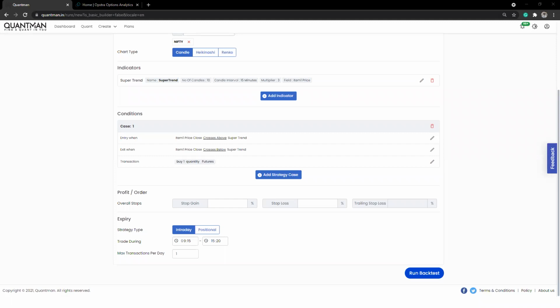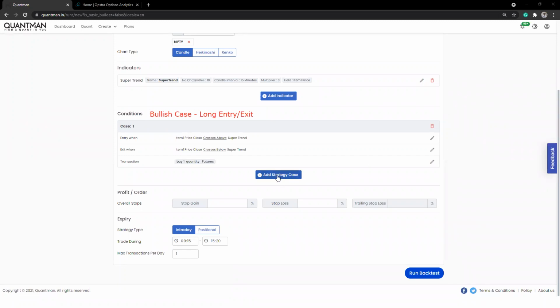So let me also put it down here. This is more of a bullish case. It is this condition. This case is used for long entry and long exit. So likewise, I'm going to add another case.